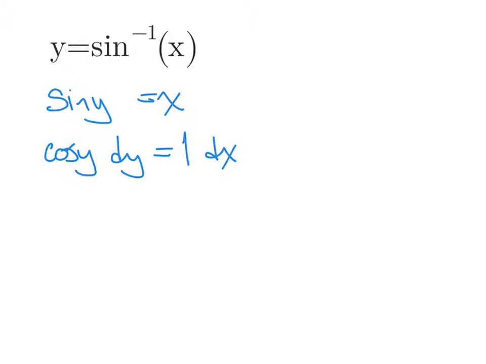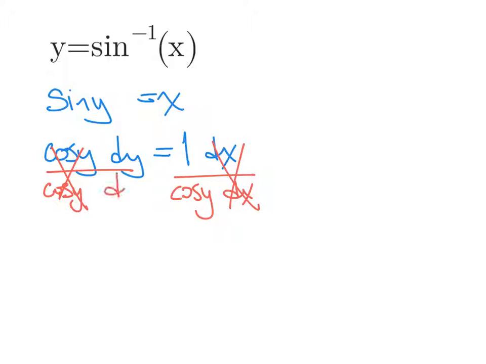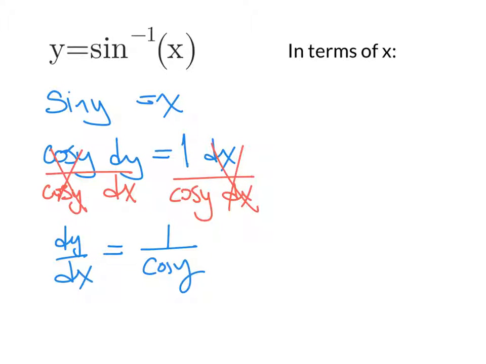I'll turn that into the derivative by dividing both sides by cosine y to get rid of this cosine, and by dx to get rid of this dx on the right. And we see that what we're left with is dy dx, the derivative, is equal to 1 over the cosine of y, which is great. I have the derivative written in terms of y, but I want to find this derivative in terms of x.